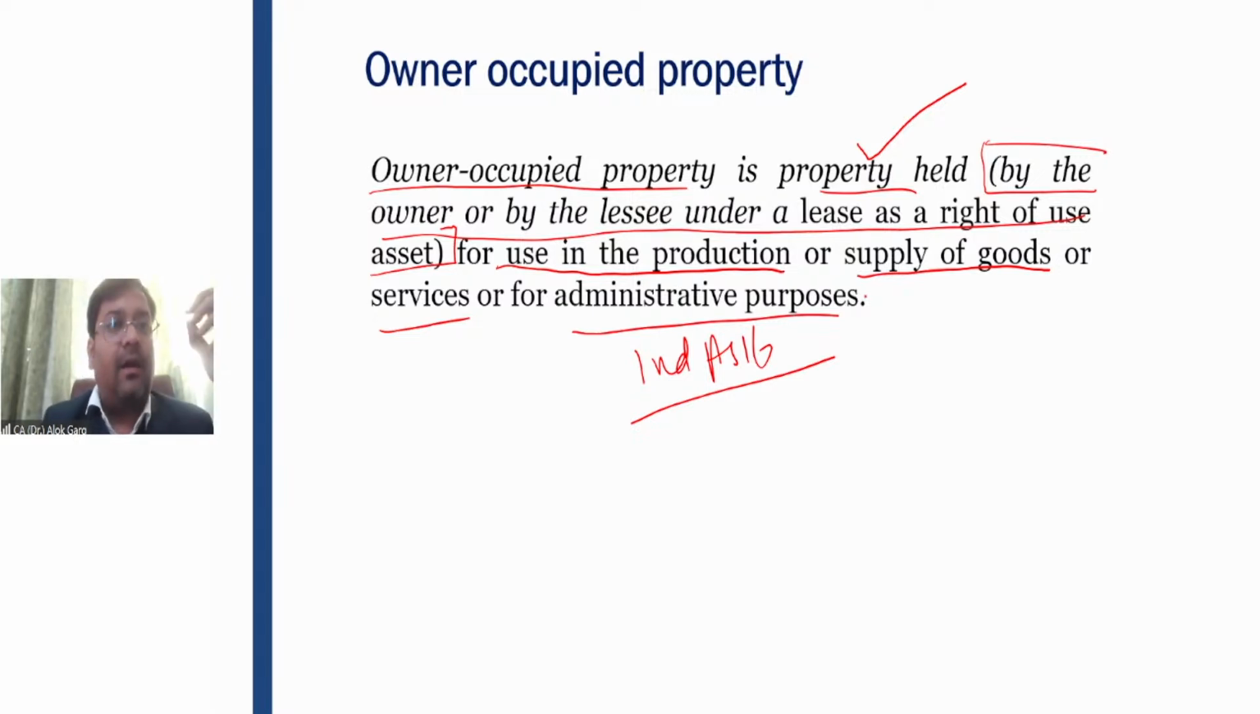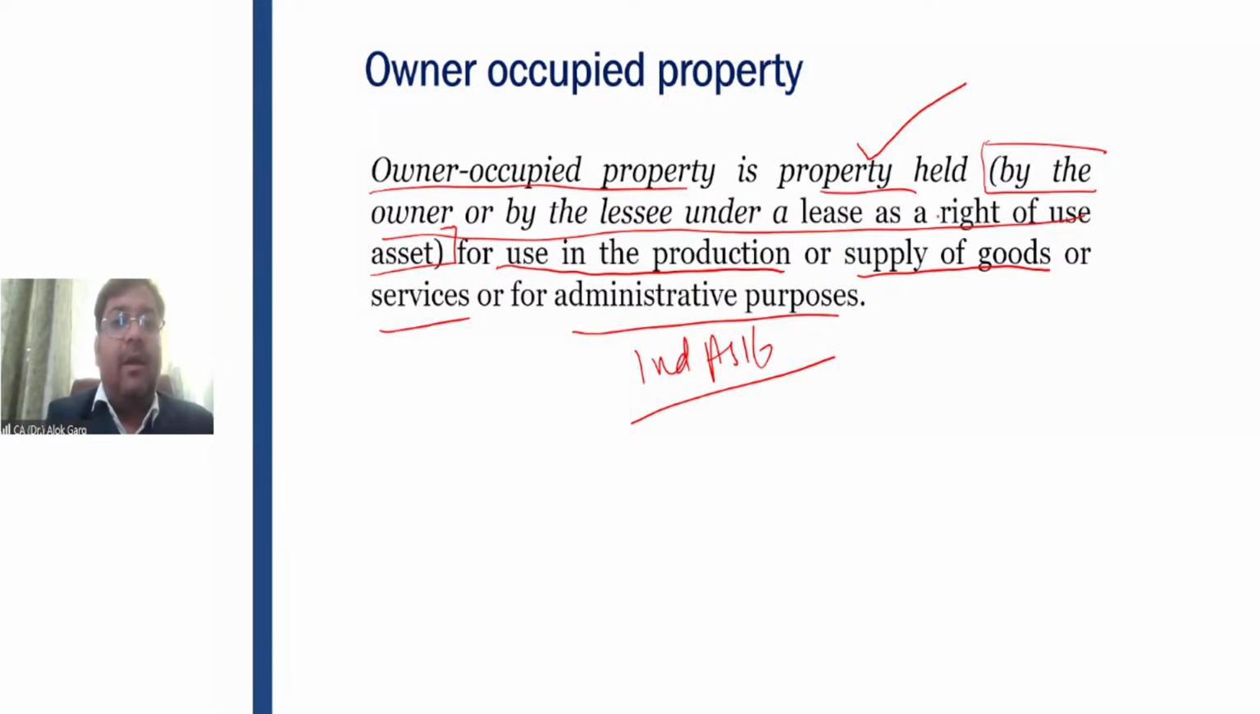So if a company has acquired a property which is land or building for the purpose of using in the production or supply of goods and services or for administrative purposes, then it will be your PPE, owner occupied property. For example, for factory purposes, for godown purposes, for warehouse purposes, right? For example, for office purposes, administrative purposes, it will be your owner occupied property. It will be your PPE, right, guys?